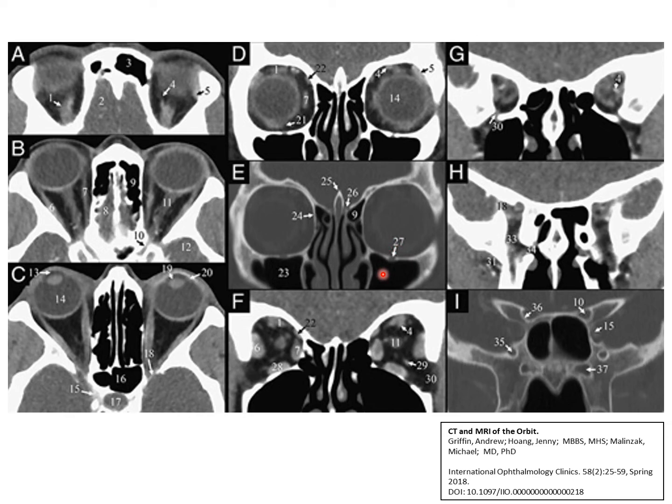F, this is the image through the mid-orbit, showing the enhancing extraocular muscles, including the inferior rectus, medial rectus, lateral rectus, and LPS superior rectus complex. Here we can see the enhancing superior ophthalmic vein. This is the optic nerve, which is in the center of the cavity. This is the inferior ophthalmic vein. And we have the inferior orbital fissure, which is labeled as item number 30.